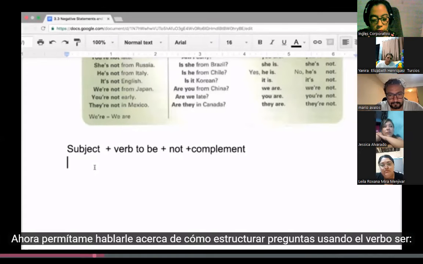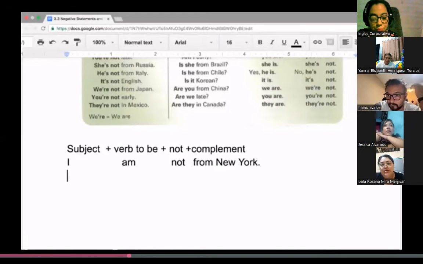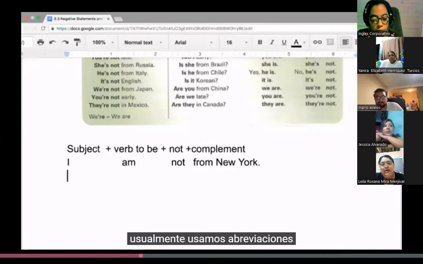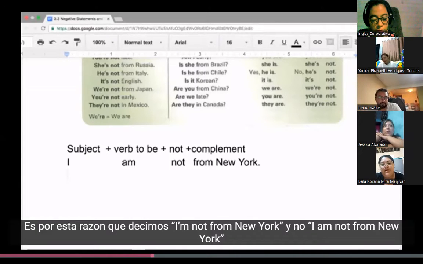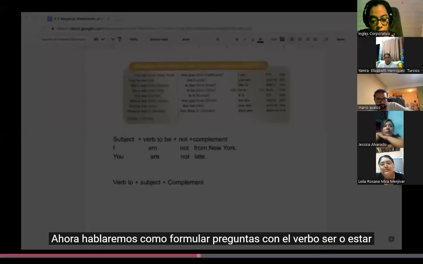So let's try to make sense of this. I am not from New York. The example above, when spoken, we will typically use contractions. So that's why we say, I'm not from New York, rather than I am not from New York. We make the contraction. Let me give another example. You are not late. Now let me talk about making questions with be.